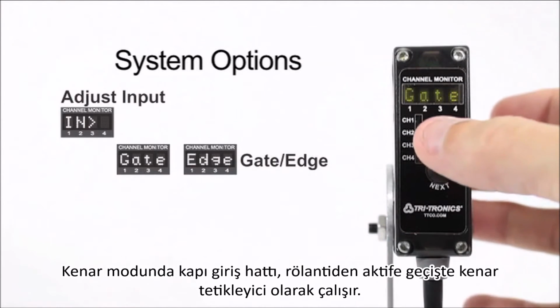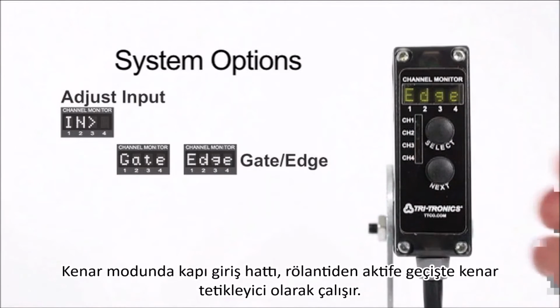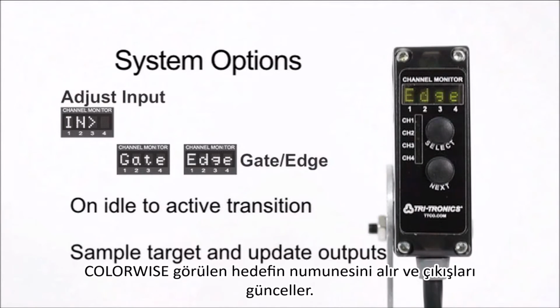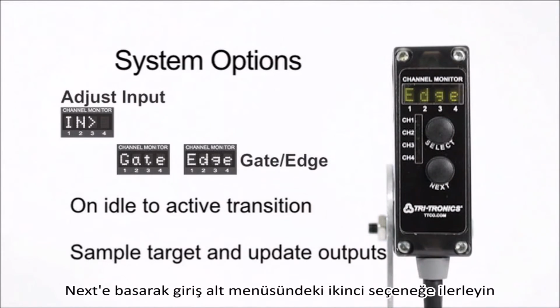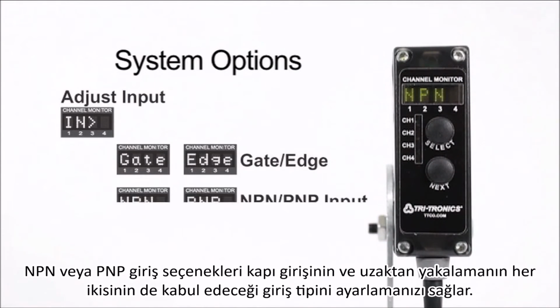In edge mode, the gate input line acts as an edge trigger. On an idle to active transition of the gate input line, the Colorwise will sample the target in view and update the outputs. Press Next to advance to the second option in the Input submenu, Input Type, NPN or PNP.